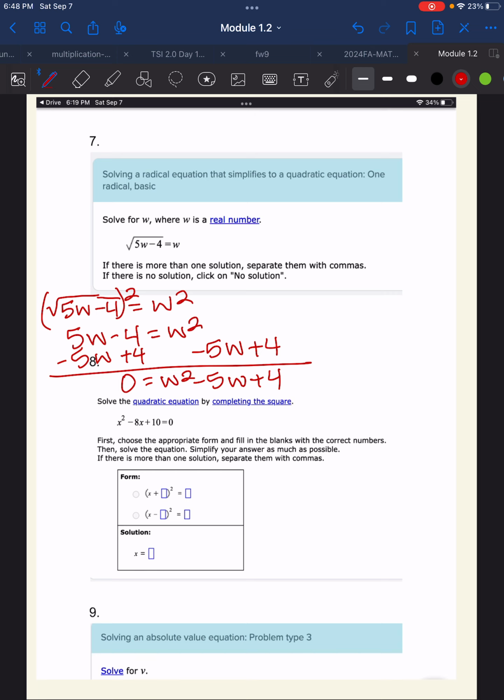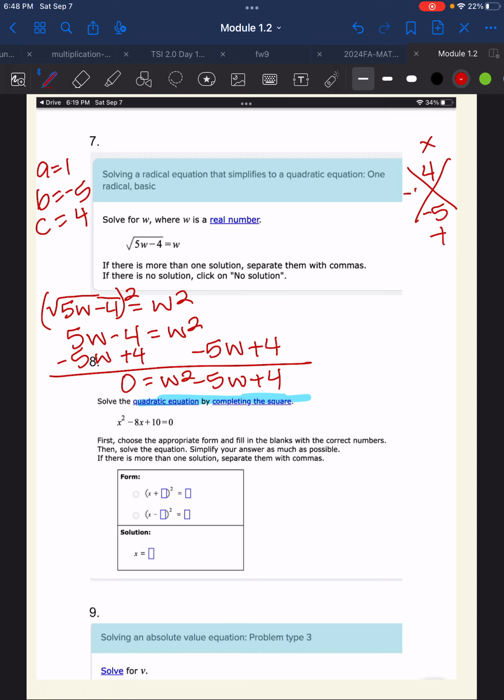So now that I have this here, I can do my X puzzle. A equals 1. B equals negative 5. C equals 4. When I do the X puzzle, AC goes up here. B goes at the bottom. You're looking for two numbers that are going to multiply to get you 4, but also add to get you negative 5. I'm going to give you a moment to pause the video to figure that out really quick.